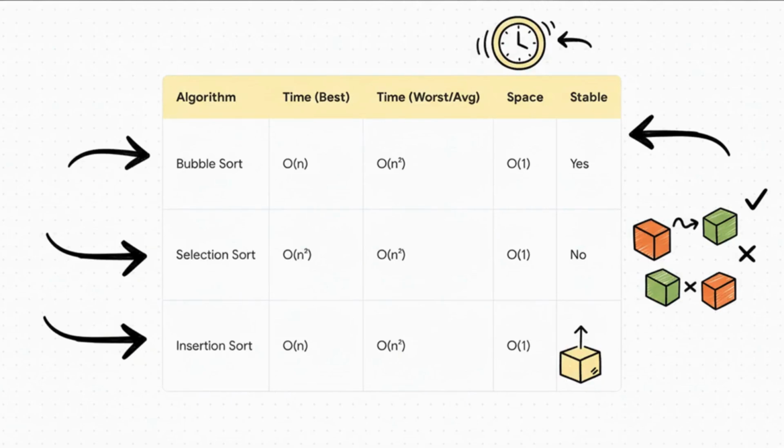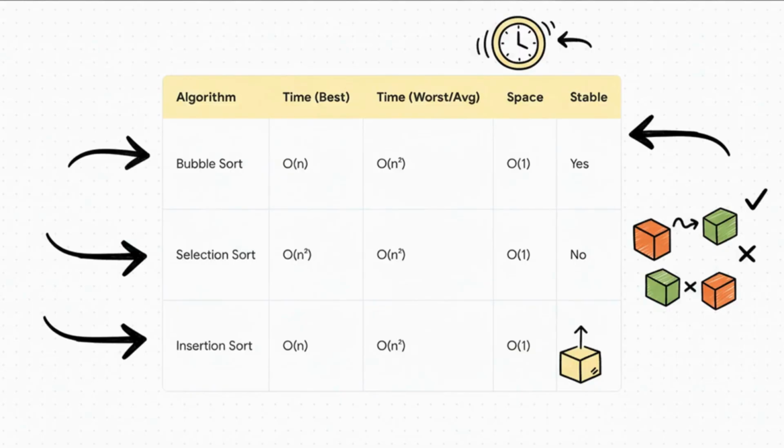Time complexity is just a fancy way of asking how slow the algorithm gets as the list gets bigger. That O of n squared you see for the worst case, that's not great. It means if you double the list size, the sorting time roughly quadruples. Yikes. Space, on the other hand, is great for all three. O of 1 means they sort in place without needing a bunch of extra memory.